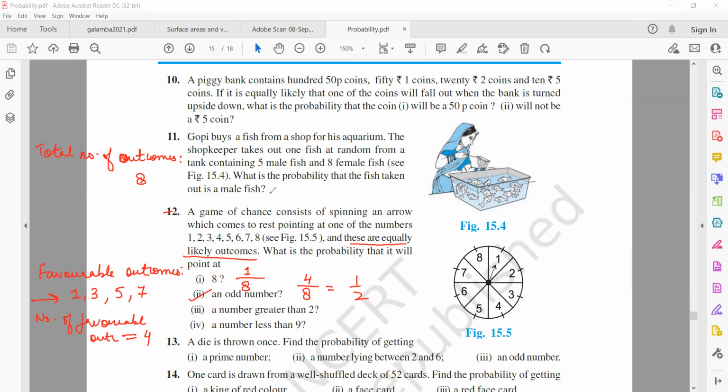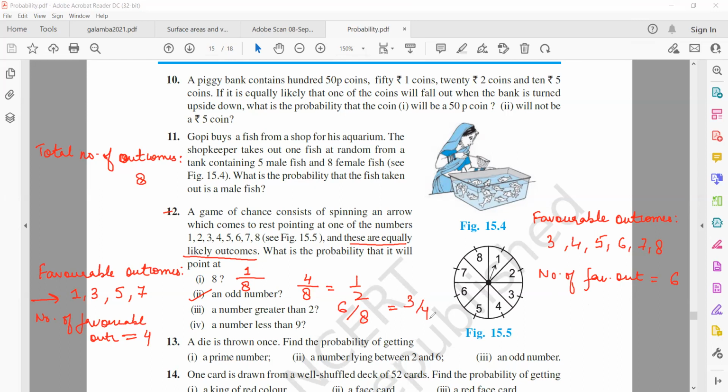Okay. Next, a number greater than 2. So what are the favorable outcomes? A number greater than 2 can be 3, 4, 5, 6, 7, 8. So number of favorable outcomes are how many? 1, 2, 3, 4, 5, 6. There can be 6 favorable outcomes in this case. Understood? So probability is number of favorable outcomes divided by total number of outcomes, which are 8. So it can be reduced to 3 by 4. Fine, Harsha? Yes, ma'am.